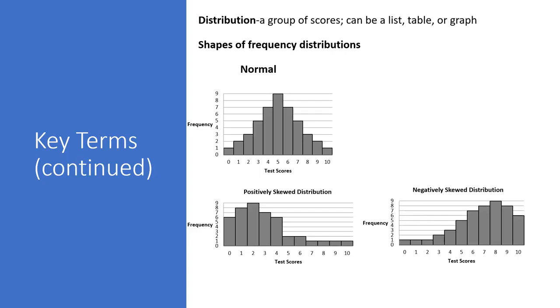One easy way to remember how to tell the difference between a positively skewed and negatively skewed distribution is to look at which one has the longer tail. In a positively skewed distribution, the longer tail is pointing to the right, or the more positive numbers, and in the negatively skewed distribution, the longer tail is pointing to the left, to where the negative numbers would be.